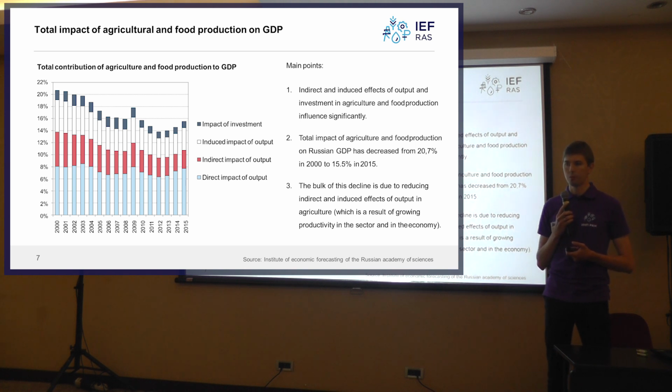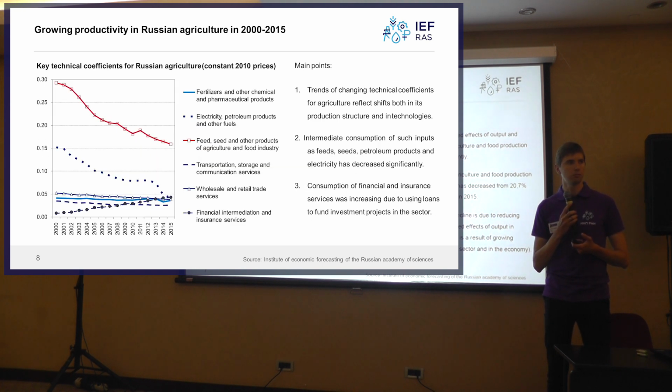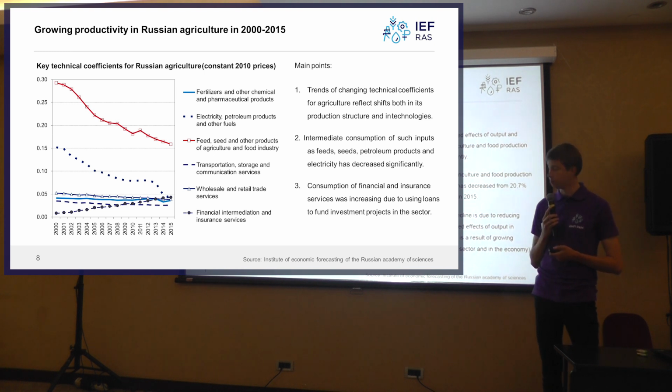Russian agriculture was growing. In the last 20 years it was growing by 3% per year. But if we take into account the induced and indirect effects, then that's not true. The total contribution of agriculture and food production to GDP is reducing. That's a similar result to the one obtained by Sergei Belyakin in his presentation.